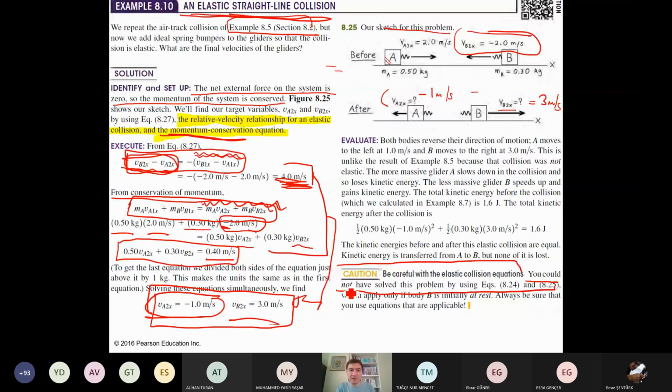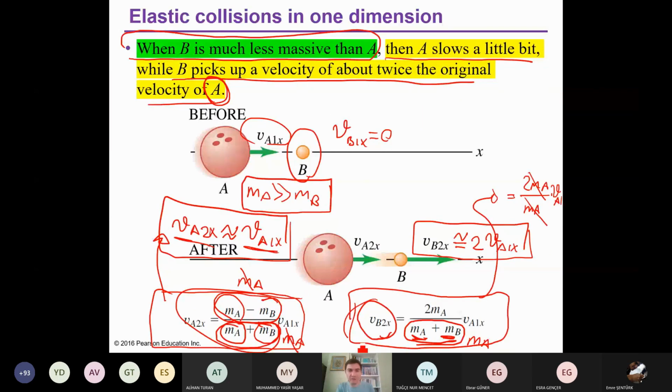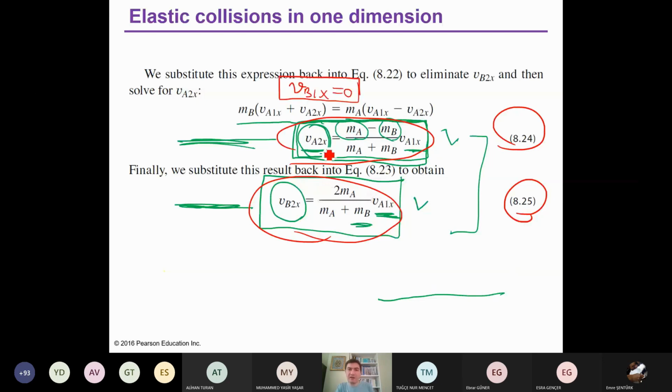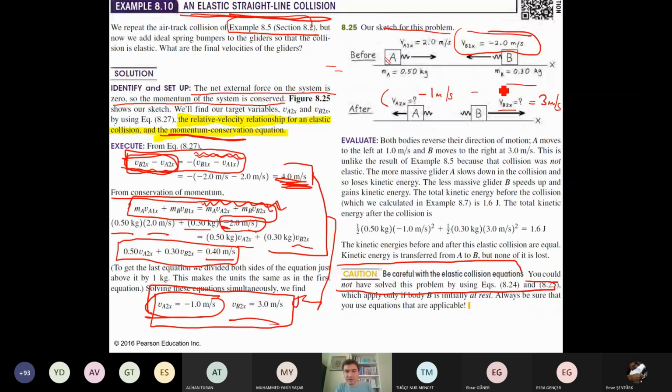Why? During the derivation of these equations, 8.24 and 8.25, we have considered that B is at rest at the beginning, and we have considered v_B1x is 0. Initial velocity of B is 0. But within this example, B is not at rest. B has a certain velocity before the collision. Okay, then you cannot use these equations. You must be very careful with the questions.